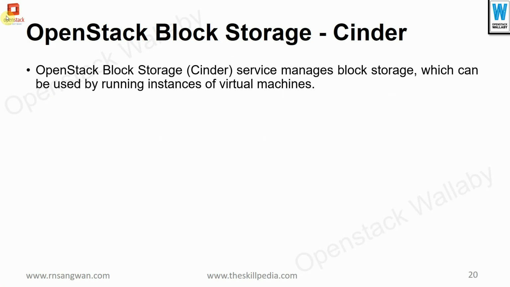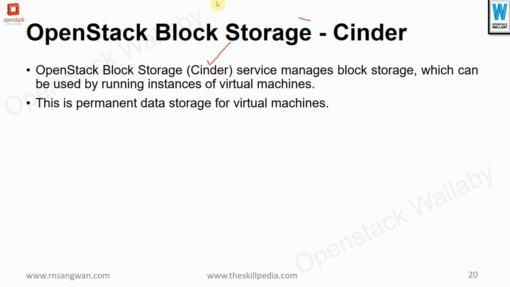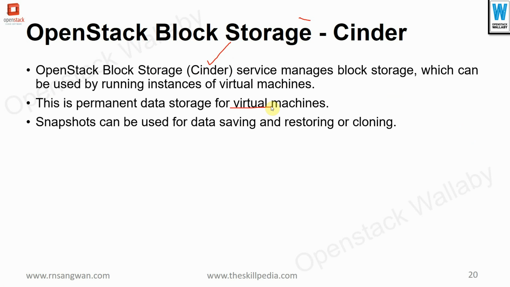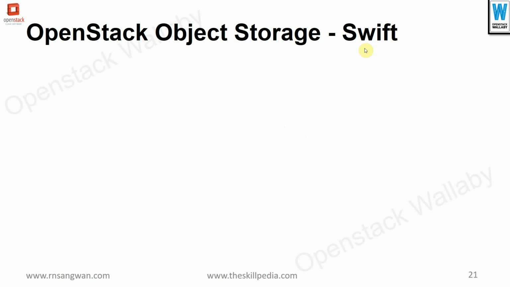Then Cinder block storage, that is OpenStack block storage, which is code named Cinder. This service manages block storage which can be used by running instances of virtual machines. This is permanent data storage for virtual machines. Snapshots can be used for data saving and restoring or cloning. So this is exactly how it is implemented. It is created on top of LVM, logical volume. You can think of it as LVM in the cloud, logical volume in the cloud, and at the back end it actually uses LVM.